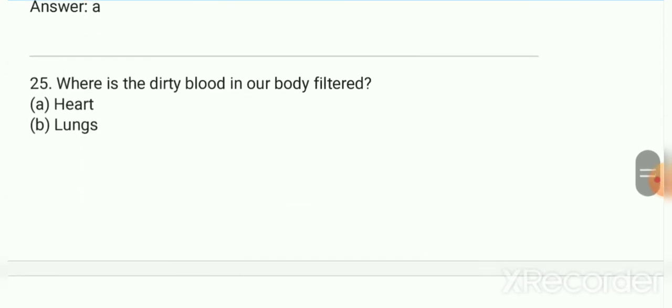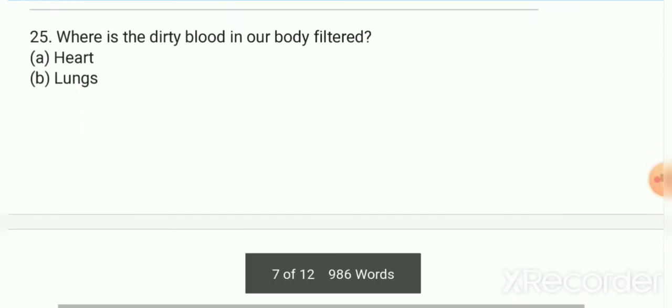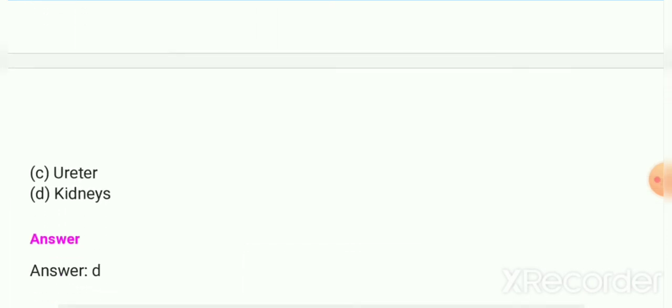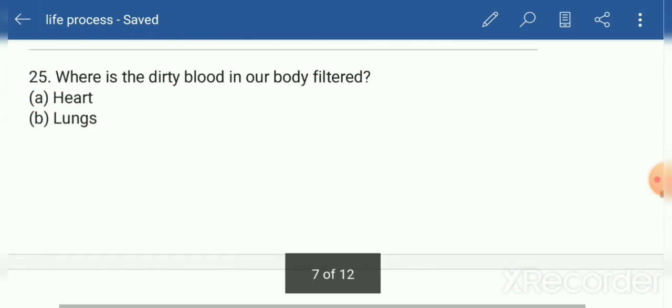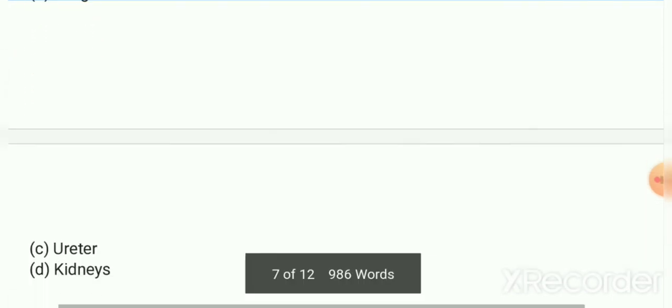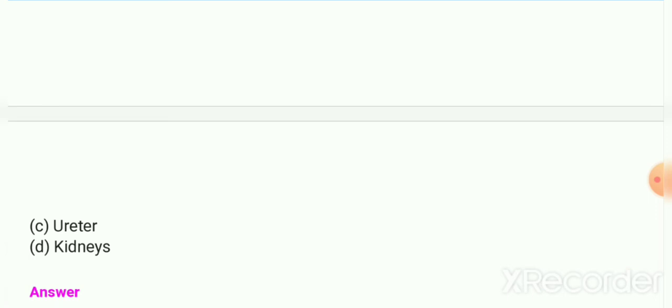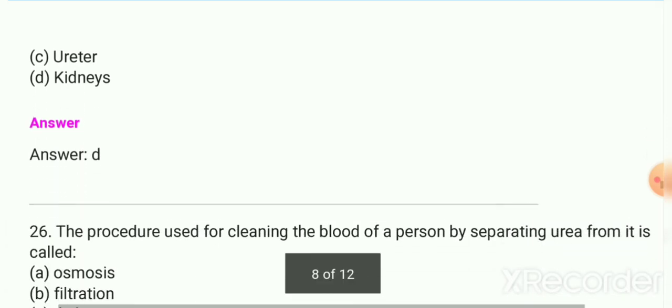Where is the dirty blood in our body filtered? Heart, lung, ureter and kidney. Actually the answer is kidney, but the most appropriate answer here is ureter, where the selective reabsorption will occur. If there is the option ureter, then you can choose the ureter option. If there is only kidney and there is no ureter, then kidney is also the right answer.